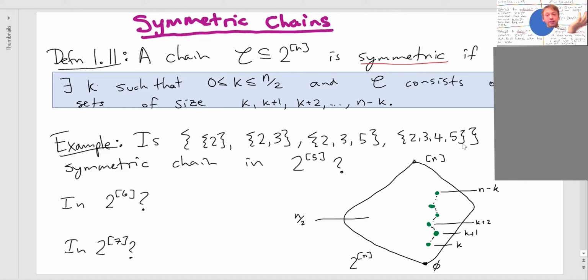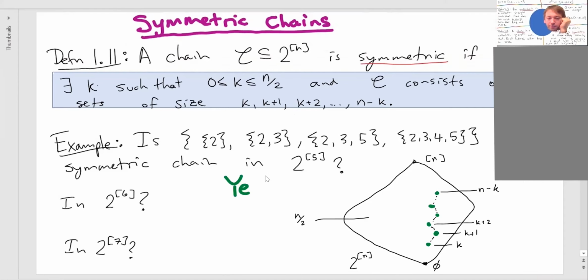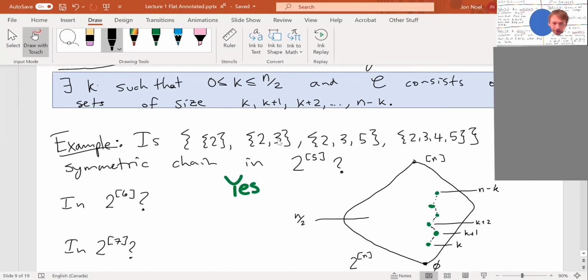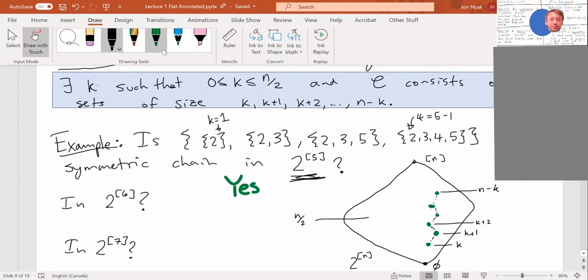Okay, so is {2}, {2, 3}, {2, 3, 5}, {2, 3, 4, 5}, that's a chain. Is it a symmetric chain in the power set of 1 up to 5? I think the answer is yes. But note that being symmetric depends on n, right? It depends on the number 5 here. So I would say yes here in 2 to the 5, because you've got k equals 1: the smallest set has size 1, and the biggest set has size 4, which is indeed 5 minus 1. But this thing is also a chain in the power set of 1 up to 6 or 1 up to 7, but it's not considered a symmetric chain in that kind of universe.